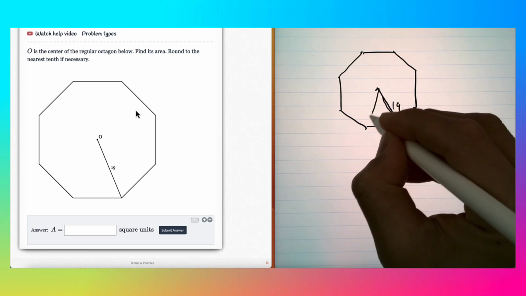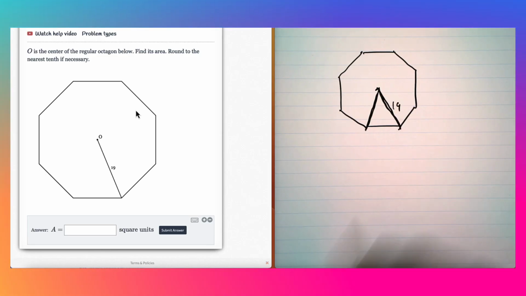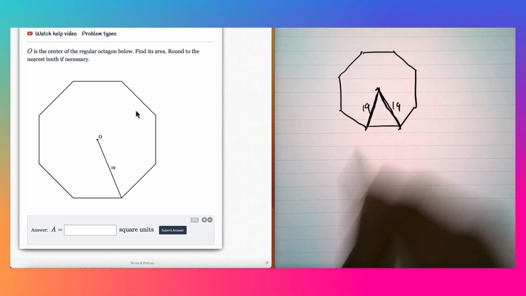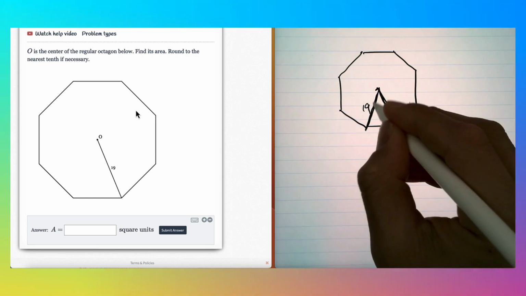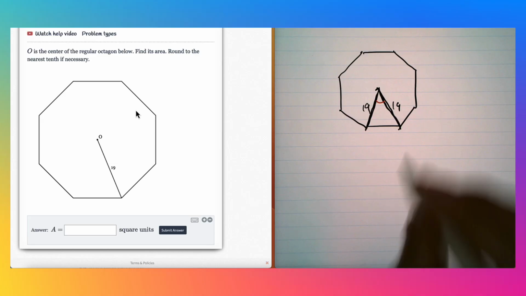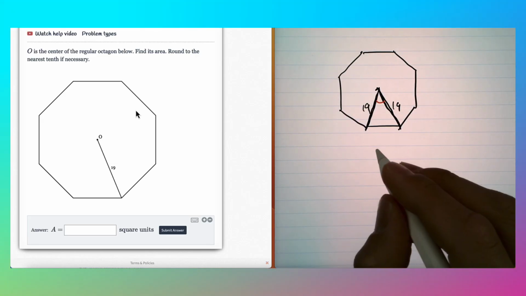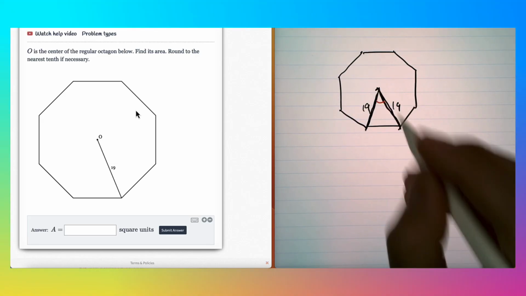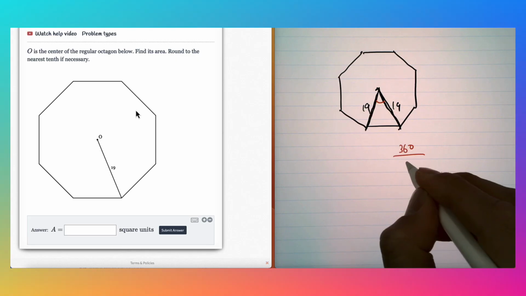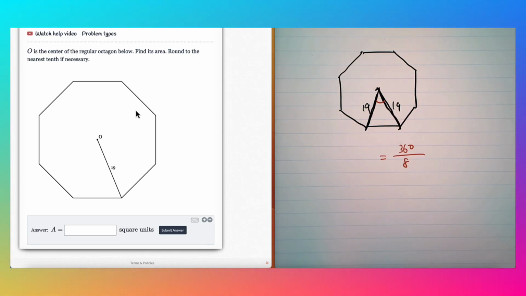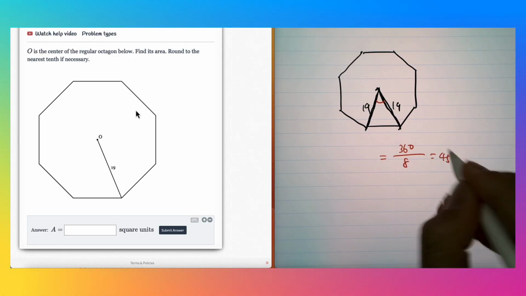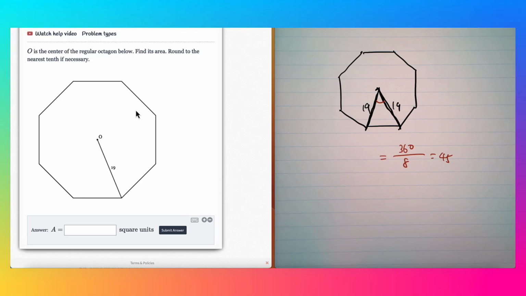Okay, I'm gonna draw just this figure down here. This should be 19 as well. And we need to find out what this angle is. This is an octagon, so when you divide into 8 congruent angles, 360 divided by 8 will give you the central angle of a slice. 360 divided by 8 is 45 degrees. So that one is 45 degrees here.